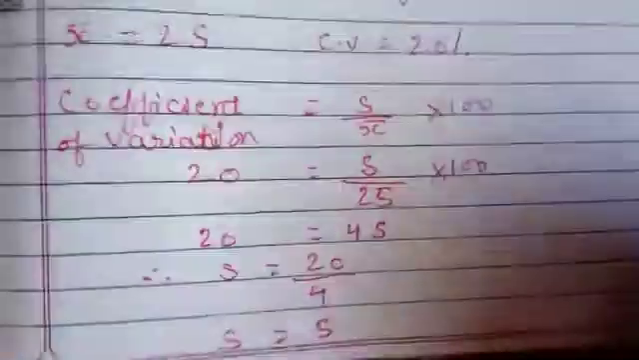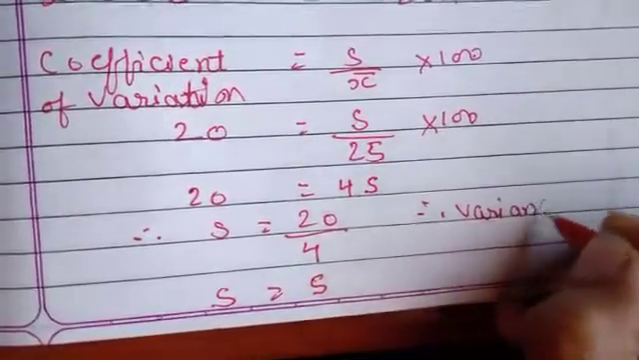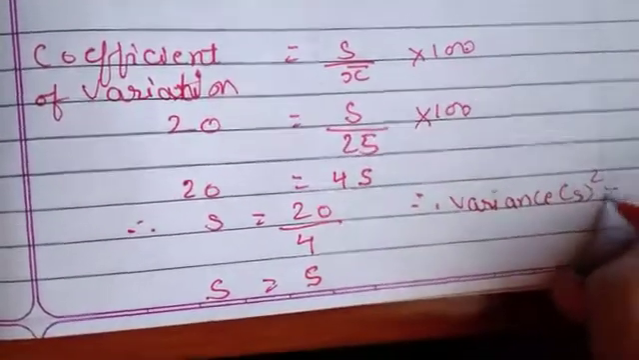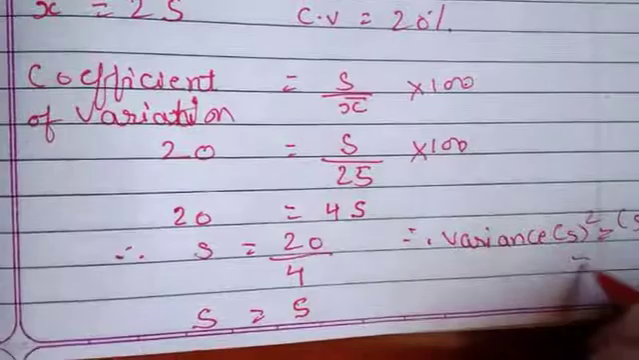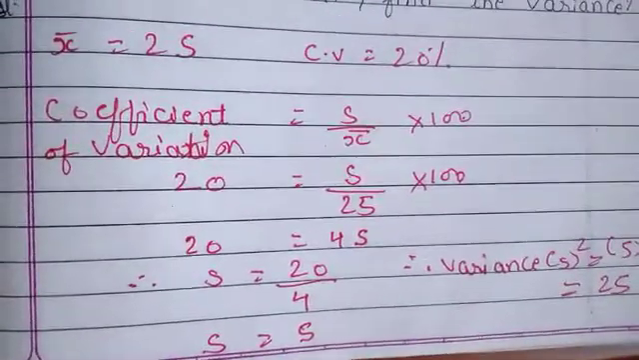Now we have to find variance. So variance is equal to s square, that is equal to 5 square. So 25 is our variance.